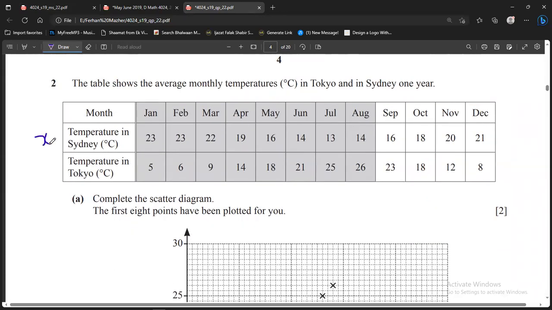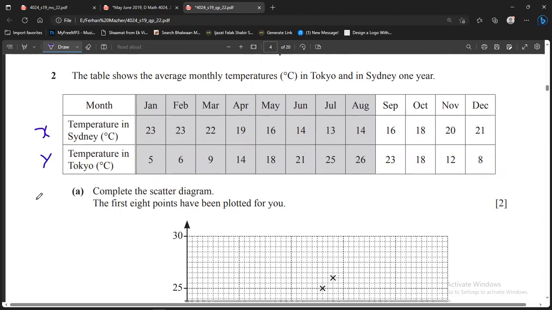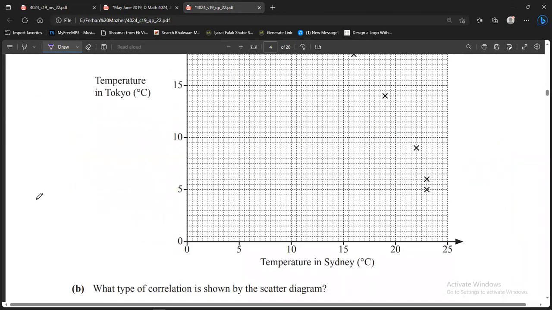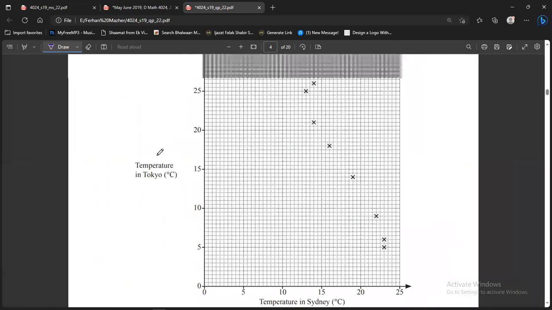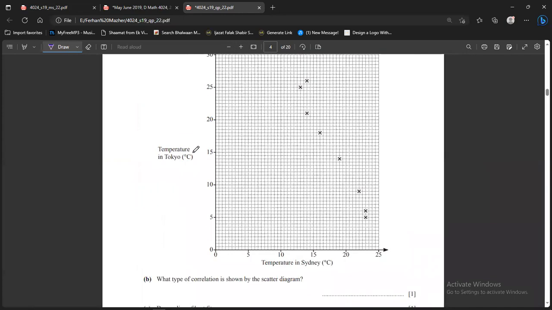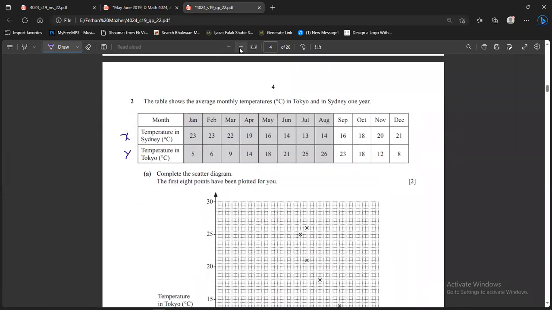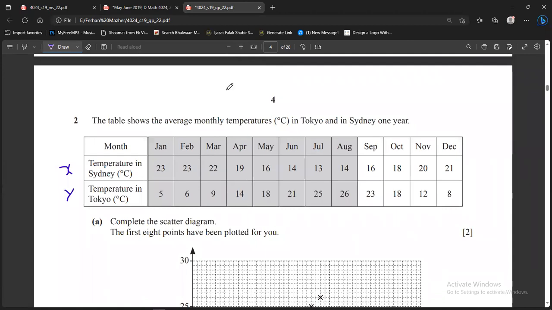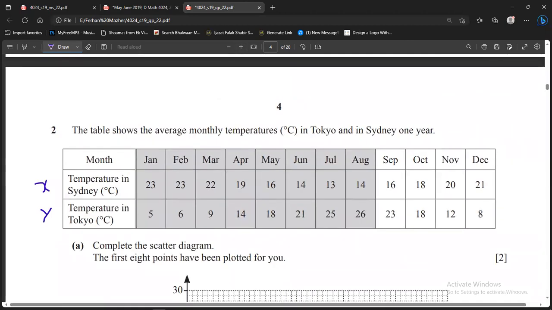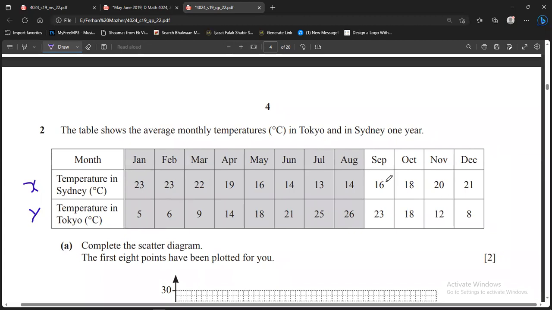The Sydney temperature is represented on the x-axis and the Tokyo temperature is represented on the y-axis. The first 8 points have already been plotted, and you can see them on your screen. So what we will do is plot the remaining points. This is the y-axis, this is the x-axis. This is like coordinates, okay?